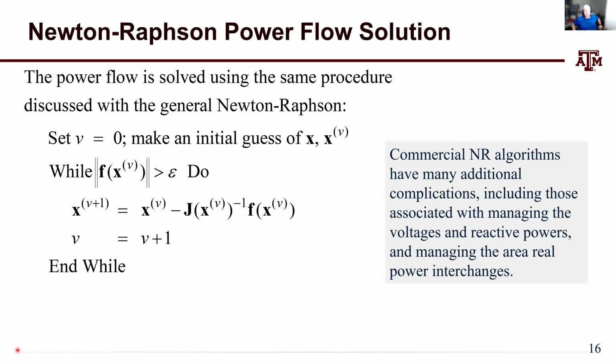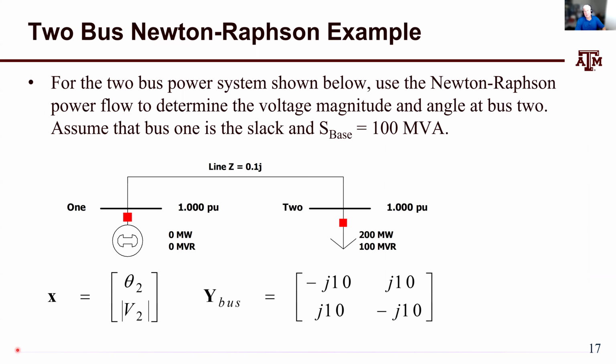But if you do commercial software development, power flow development, you know that the vast majority of what goes on in a commercial power flow is dealing with the complexities that are added to these relatively simple equations. Those complexities include managing the voltage and reactive powers, and managing area real power interchanges. How these are managed can have a major impact on whether our algorithm converges to the desired solution or an alternative solution.